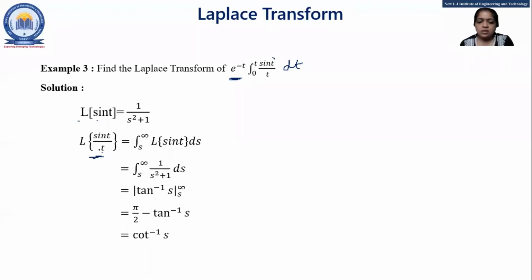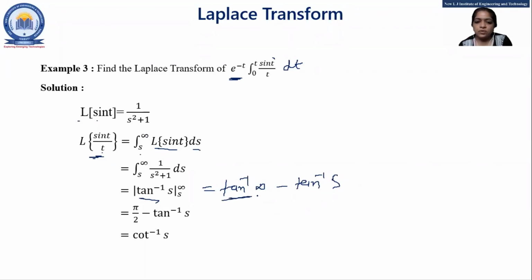As upon t is there, to find this kind of Laplace we have to write the integration from s to infinity of Laplace of sin t with respect to s. So here, s to infinity 1 upon s square plus 1 ds. What is the integration of 1 upon s square plus 1? That is tan inverse s, right? So tan inverse s from s to infinity. By applying upper limit and lower limit, tan inverse infinity minus tan inverse s. This is upper limit minus lower limit.